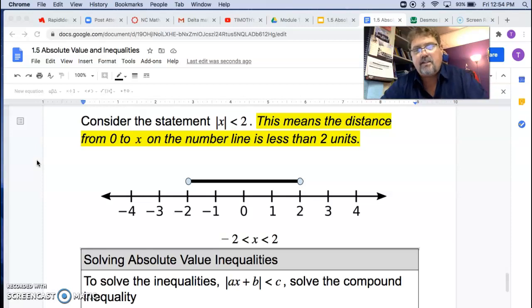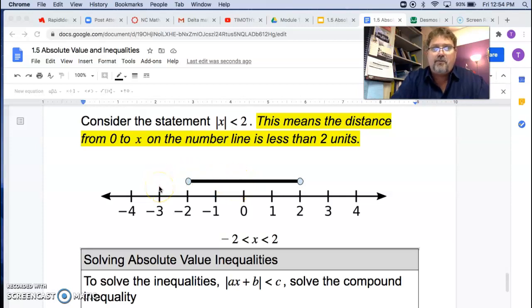So if we consider the statement absolute value of x is less than 2, if we use the same language we've been using, this means the distance from 0 to x on the number line is less than 2 units. And that logically can occur in this region. So any number that lives bounded between negative 2 and 2 is less than 2 units from 0.